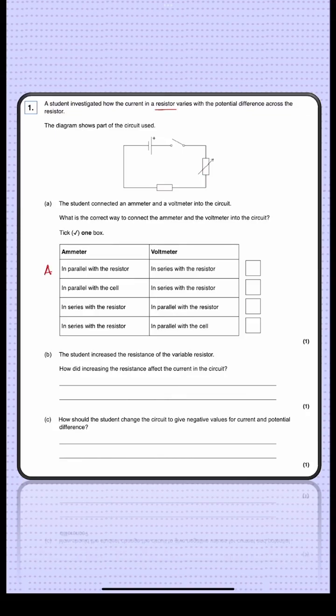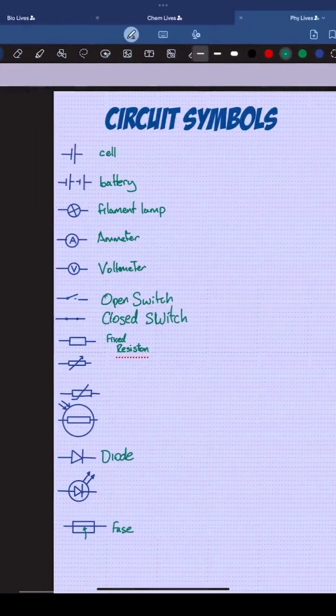Let me know. So this is A, this is B, this is C, this is D. Comment your answer, tap on the screen a few times and let me know what you think the answer is. So we've got a few people with C. Anyone disagree? So C, it says ammeter in series, voltmeter in parallel. Yes, that's right. Let's add that to our notes as well.